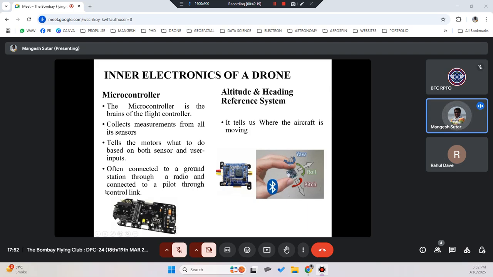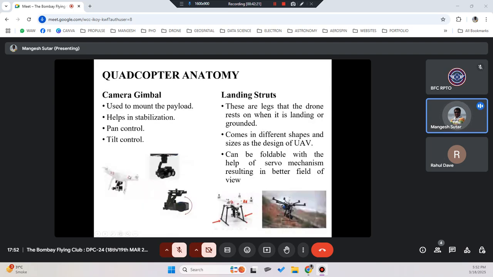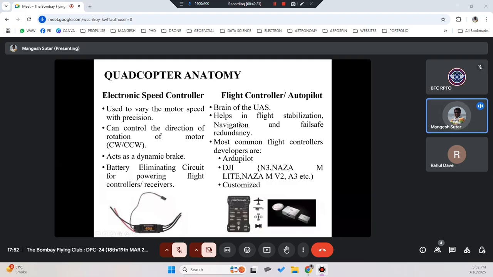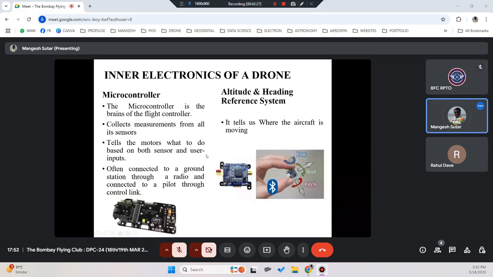Okay, then the inner electronics, not only the flight controller. We have seen the flight controller, which is the brain, but it functions along with different devices because it needs a lot of inputs. The microcontroller is the brain of the flight controller. It collects the measurements from all the sensors. It tells the motor what to do based on both sensors and user inputs.